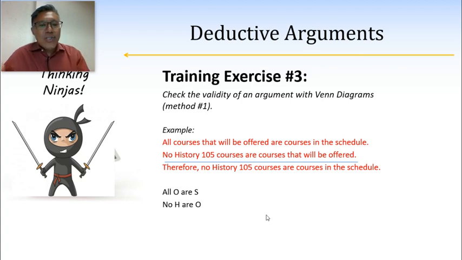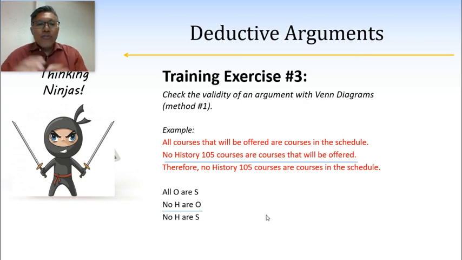And again, you could label these any way you like as long as you're consistent throughout your argument. No HRO. So now we have our three terms, right? O's, S's, and H's. So we need to use them again when we rewrite the third claim, the conclusion. Therefore, no History 105 courses are S, courses in the schedule.